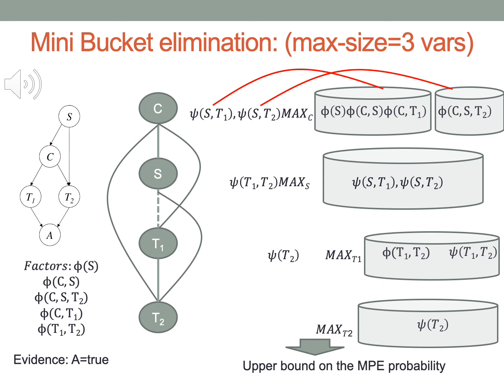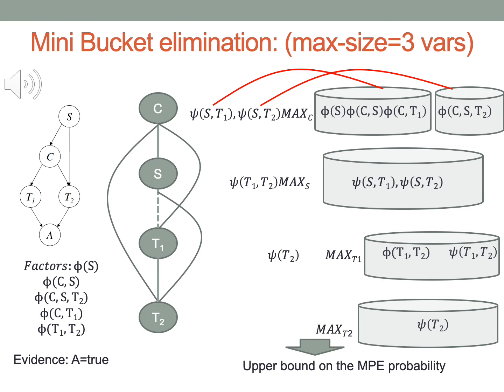It is guaranteed, based on the previous slide and the partitioning based upper bounding schemes, that the product of the 2 functions computed by the mini bucket approach is an upper bound on the function over S, T1 and T2 that would have been generated if we had run the bucket elimination algorithm. Okay, so what we are actually doing is we are upper bounding the function that will be output by each bucket using this mini bucket scheme.